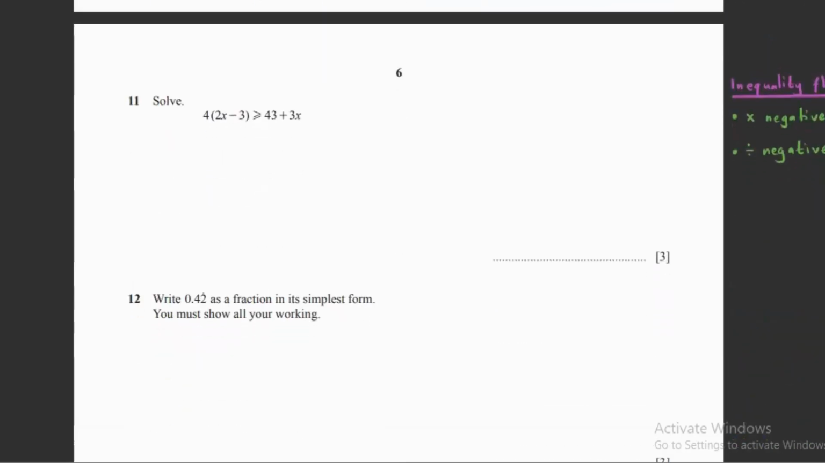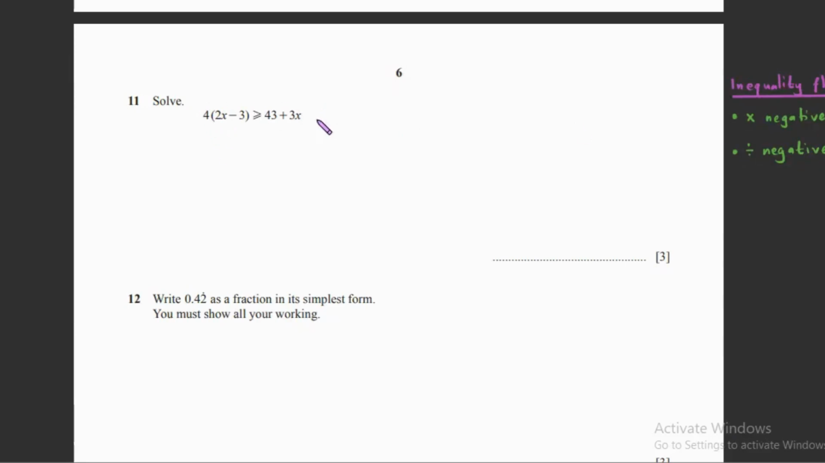Let's move on to question 11. In question 11, this is an inequality question. So we need to keep in mind that the inequality sign will flip only under 2 conditions. That is, when we multiply by a negative number or when we divide by a negative number. Other than that, the inequality sign will not flip.